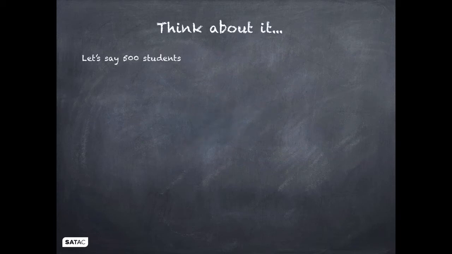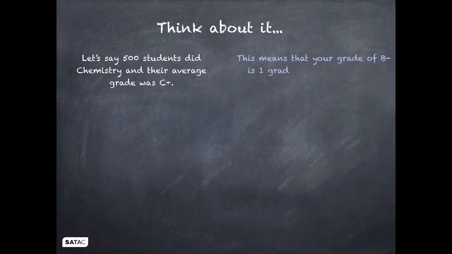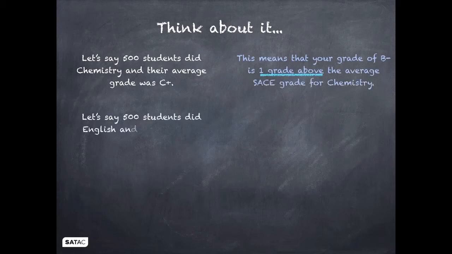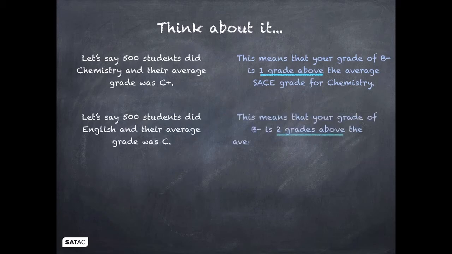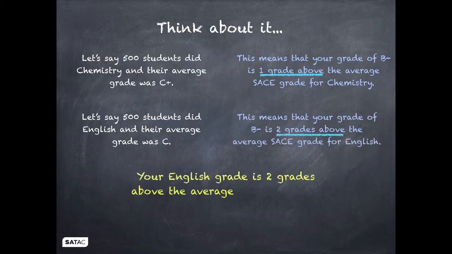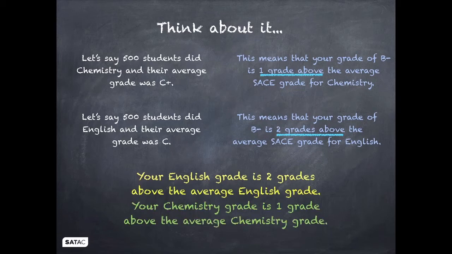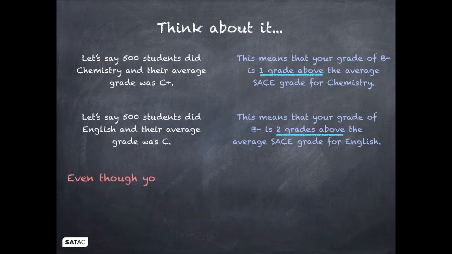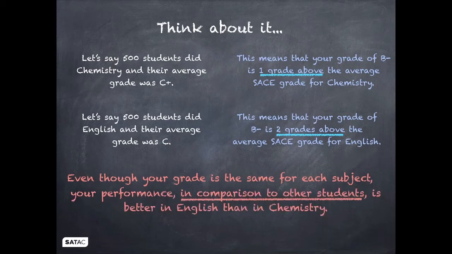If 500 students completed chemistry and their average grade was C+, this means your grade of B- is 1 grade above the average SACE grade for chemistry. Similarly, if 500 students completed English and their average grade was C, this means your grade of B- is 2 grades above the average SACE grade for English. Your English grade is 2 grades above the average English grade, and your chemistry grade is 1 grade above the average chemistry grade. You can see that even though your grade is the same for each subject, your performance, in comparison to other students, is better in English than in chemistry.